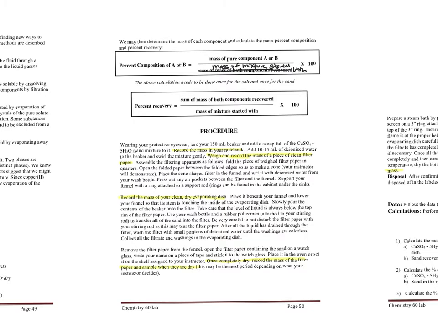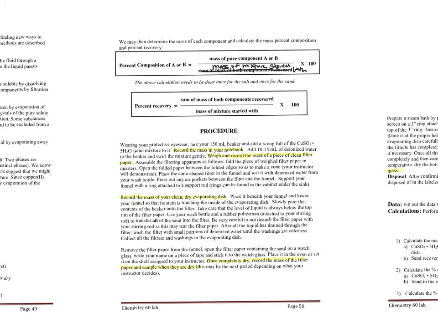So our definition of percent composition A or B, in this case, would be percent composition copper(II) sulfate pentahydrate, or percent composition sand. So mass of the pure component divided by the mass of the mixture that you started with, times 100 to make it a percent.